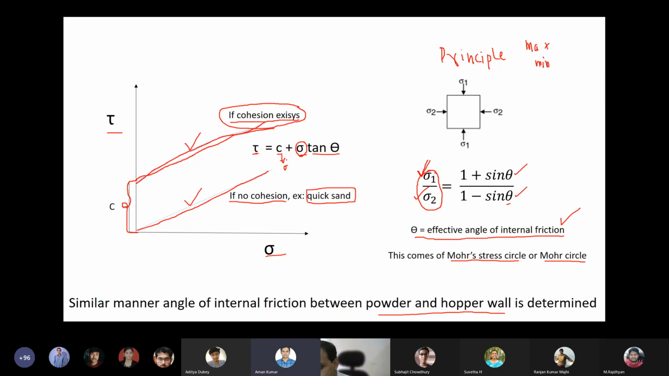Here we just talk about the free flow particles. Particles are just placed without any compaction. That is where we are talking about this. In the case of sigma C, we are doing a certain amount of compaction.